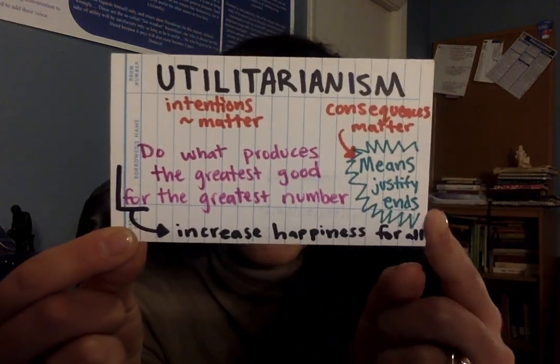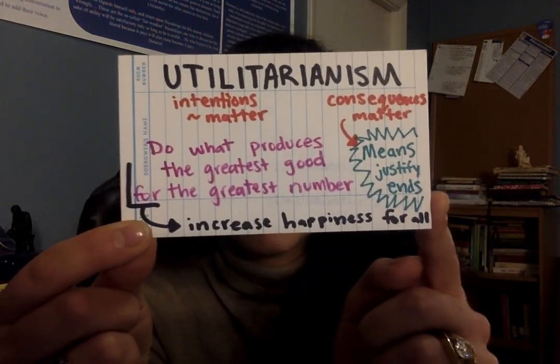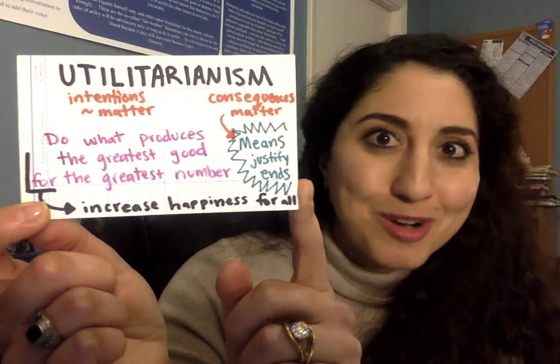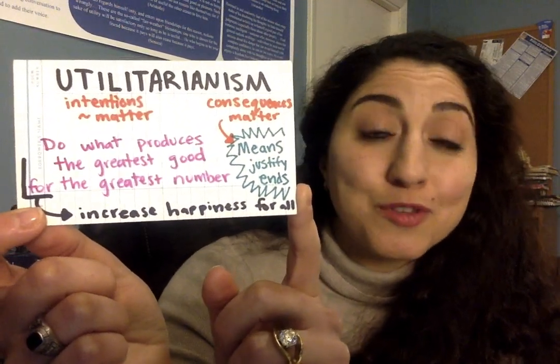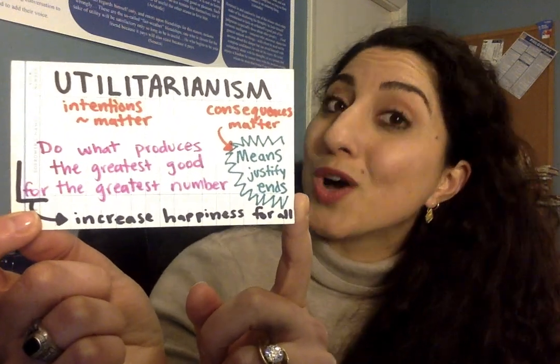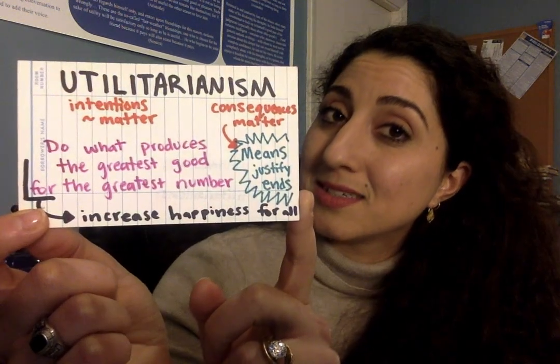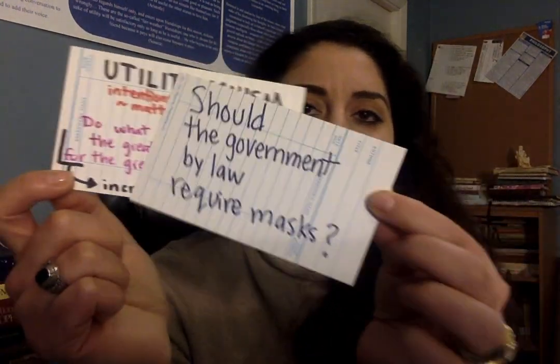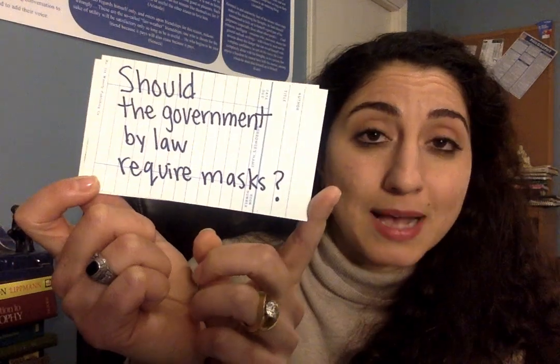So utilitarianism is an ethical normative theory that tells you what you should do or not do. And what you should do is whatever produces the greatest amount of good for the most amount of people involved, no matter what it takes. So we have this question. Should the government require face masks?